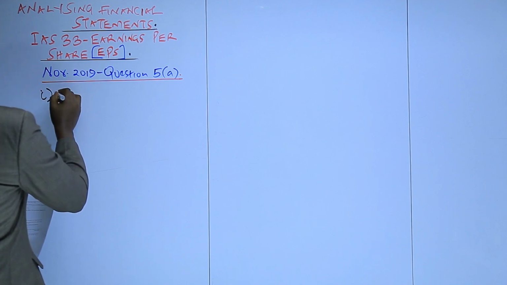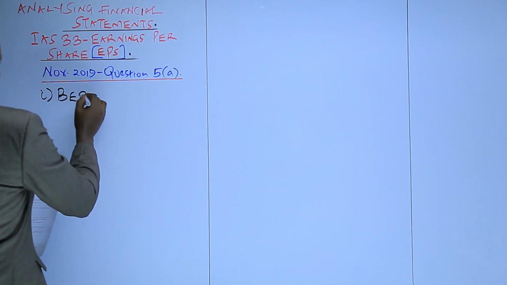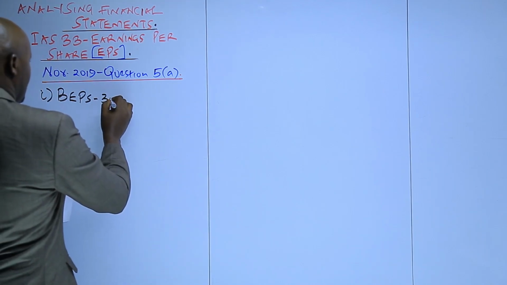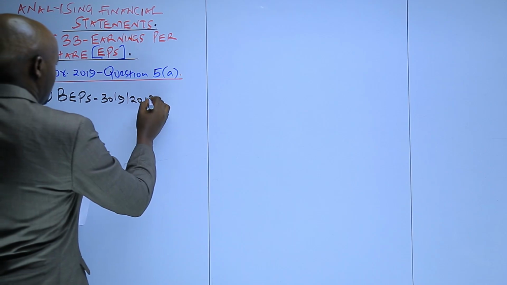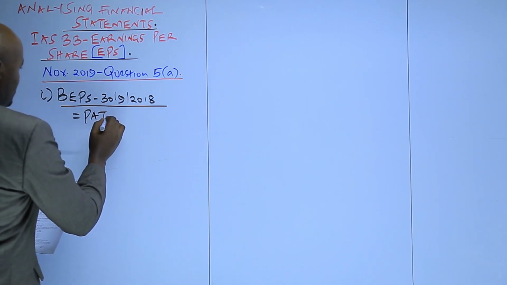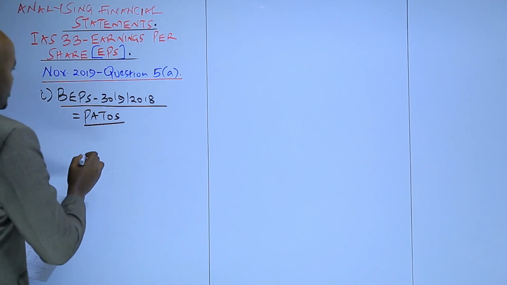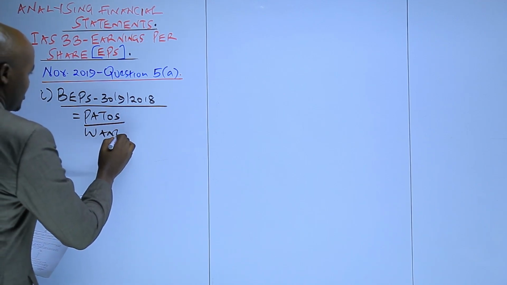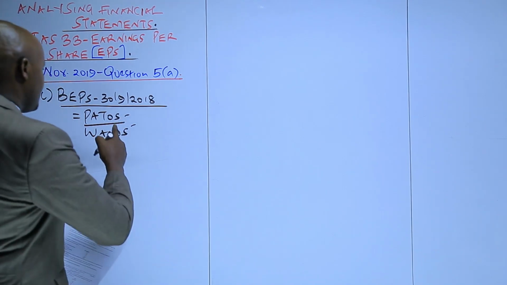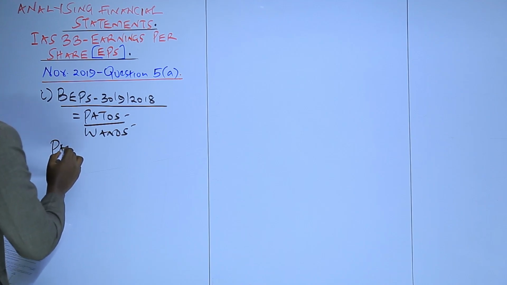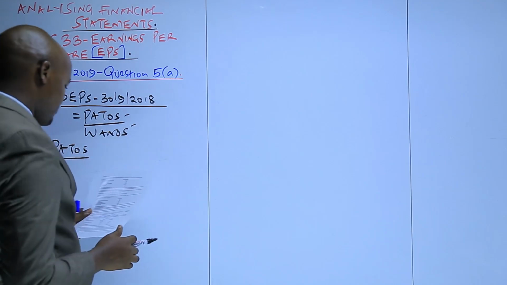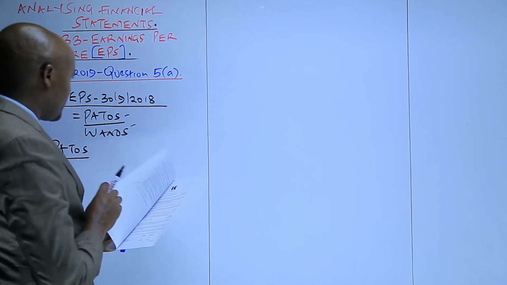That is the formula for computing the BEPS for the first year which ended 30th of September 2018. So the formula here is that we take the PATOS, which in full is the profit attributable to ordinary shareholders. We divide that by the weighted average number of ordinary shares. So we need to compute these two items. We start by determining the profit attributable to ordinary shareholders. And we start with that for the first year which ended 30th of September 2018.